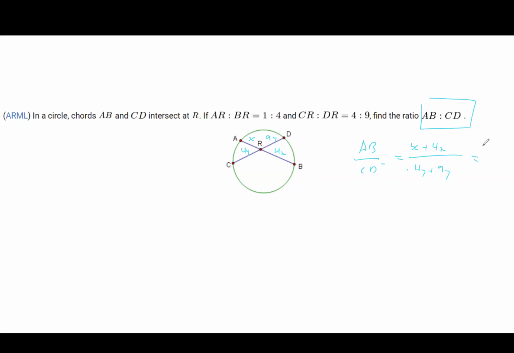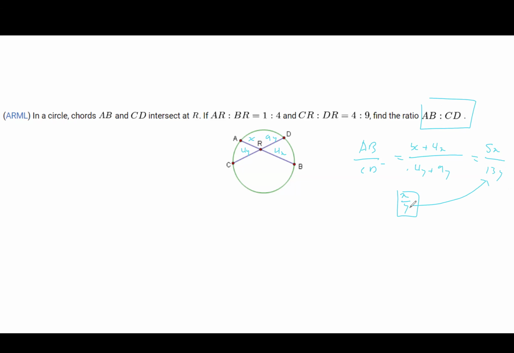So that should simplify to 5x over 13y. Okay, so this makes sense, right? Now, what I basically need to find is the ratio x over y. Because once I find this ratio, I can just substitute this into here and multiply it by 5 over 13 to get my ratio AB to CD. So I'm trying to find the relationship of x to y.